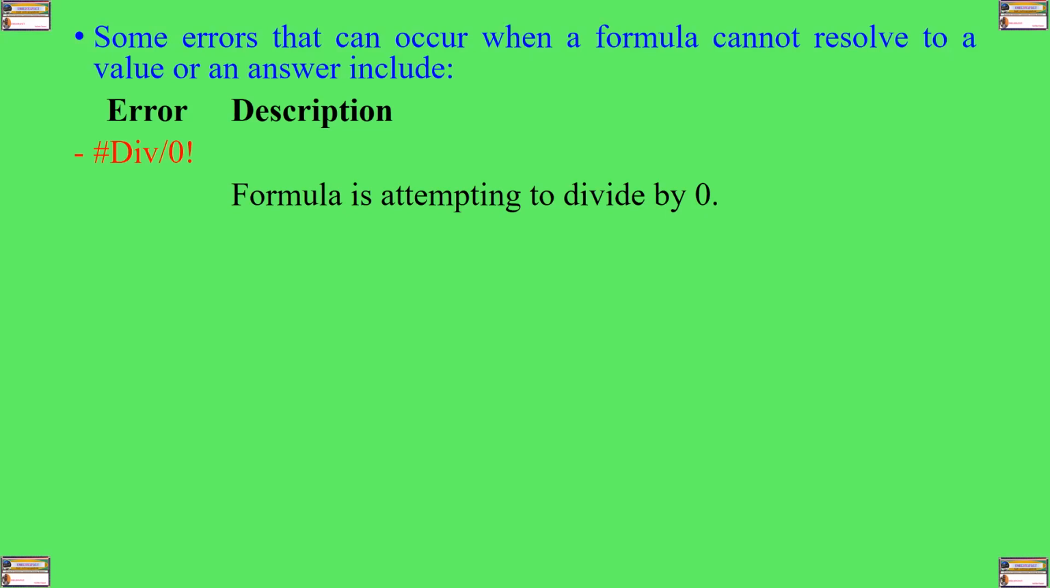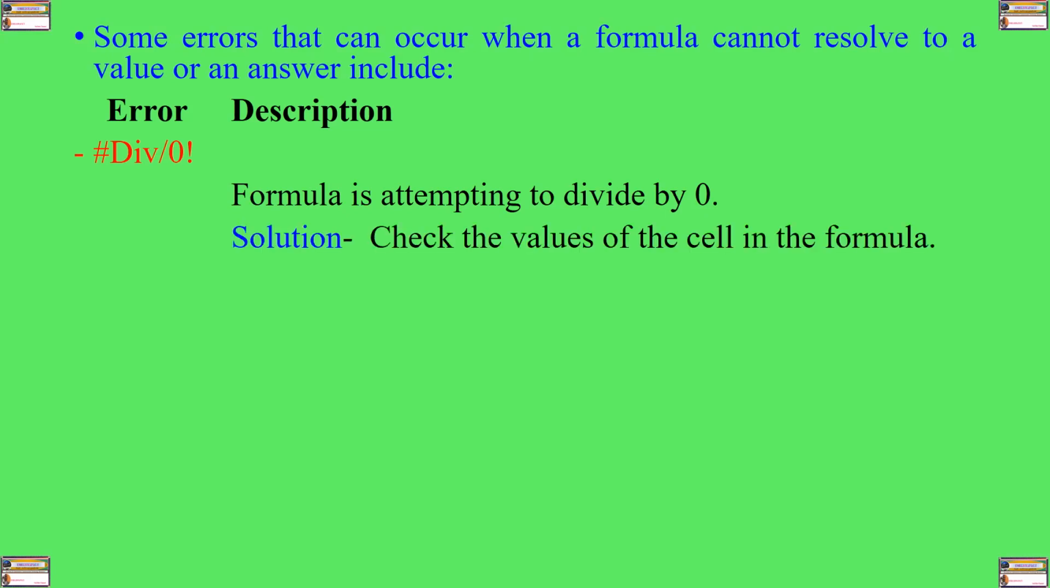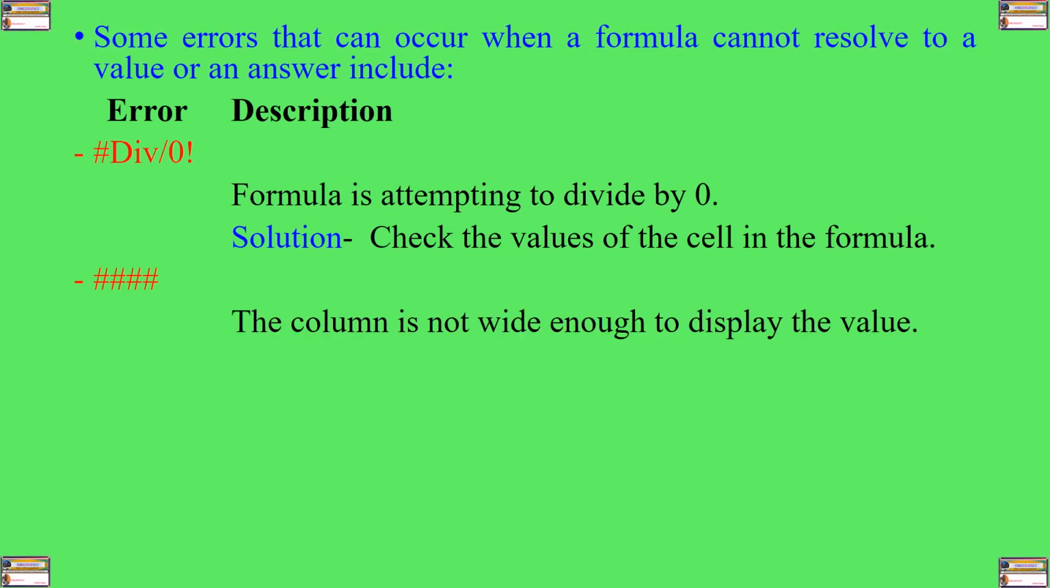what that means is that the formula is attempting to divide by 0. So you are trying to divide a number with nothing. And the solution is check the values of the cell in the formula. Another error is this one, where you find those symbols displayed on your screen. This means that the column is not wide enough to display the value. So what you do is you adjust the column width. This error simply means that the number is larger than can be displayed.